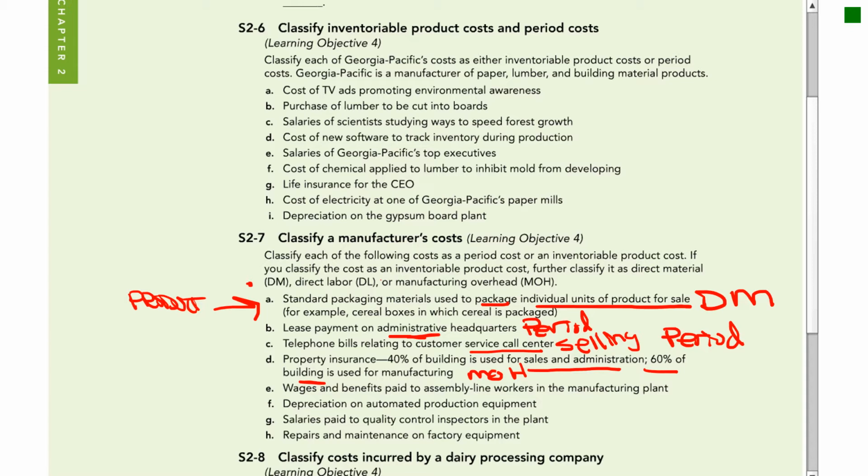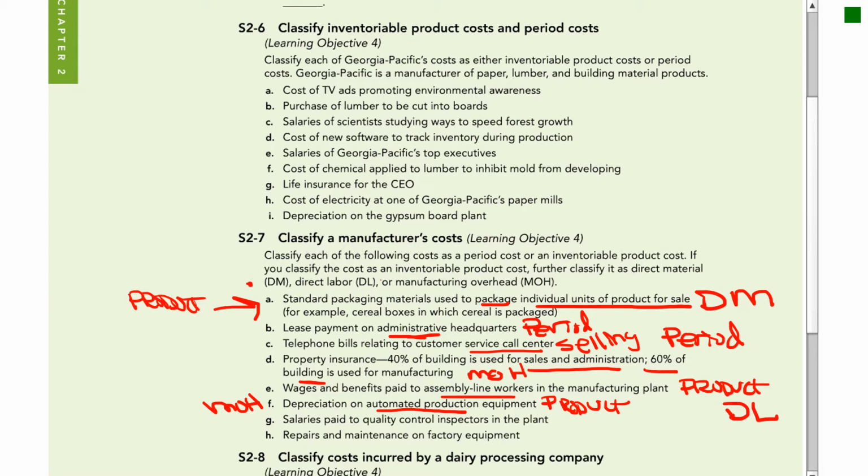Letter E, wages and benefits paid to the assembly line workers. Well, they're actually making the product, so that would be a product cost. And most likely DL, we're going to say that's going to be direct labor. Letter F, depreciation on automated production equipment. Because it's production, anything in production, anything in the factory is considered product, so this is going to be a product cost. And anytime you have depreciation in a product situation, that environment, that's always going to be manufacturing overhead. So letter F is product cost, and that's actually overhead.